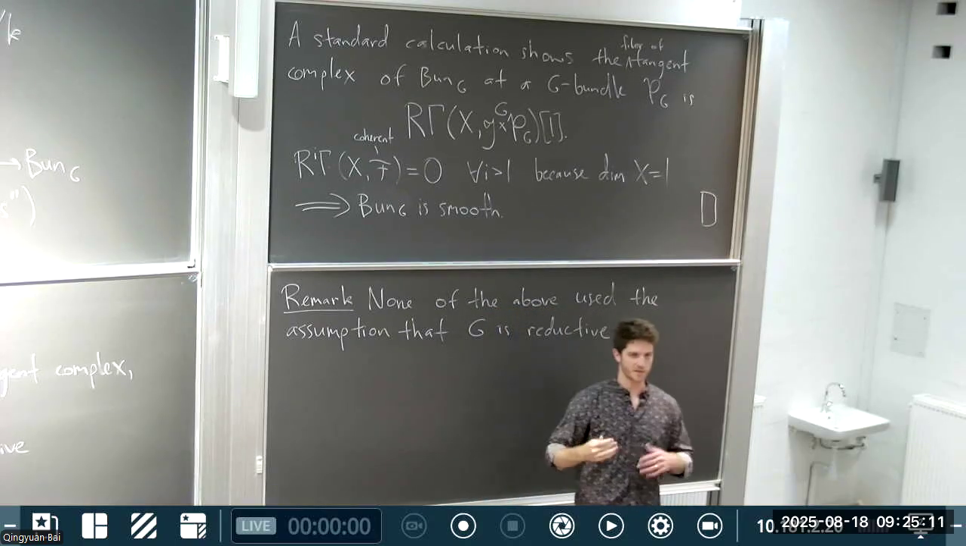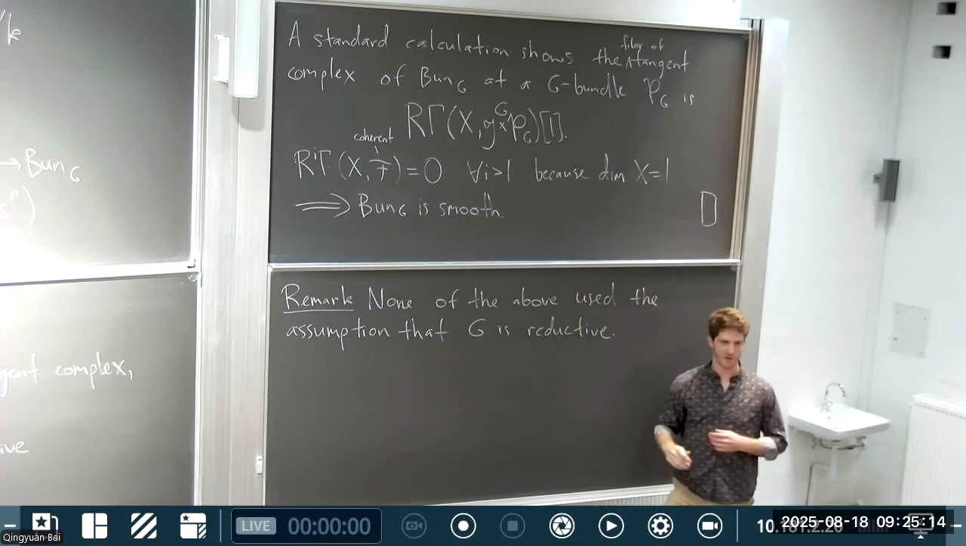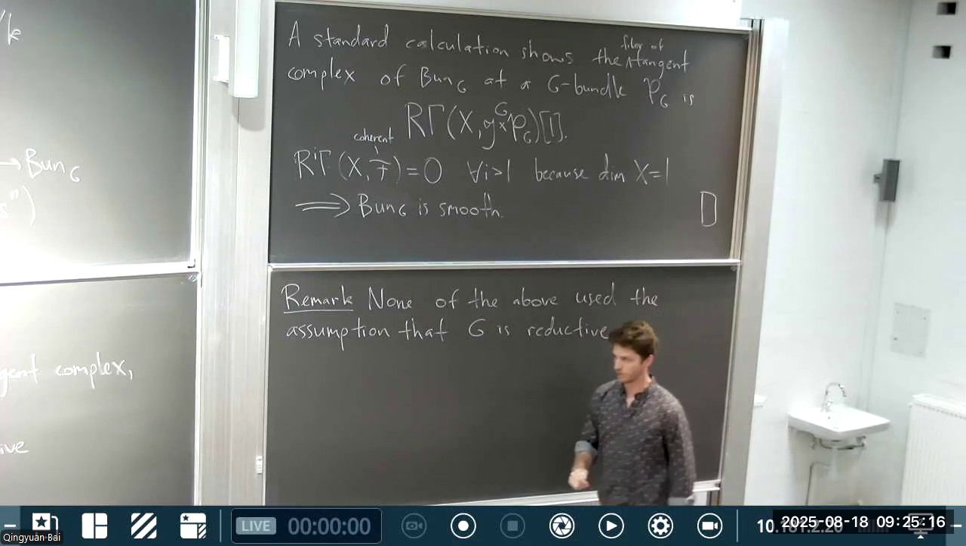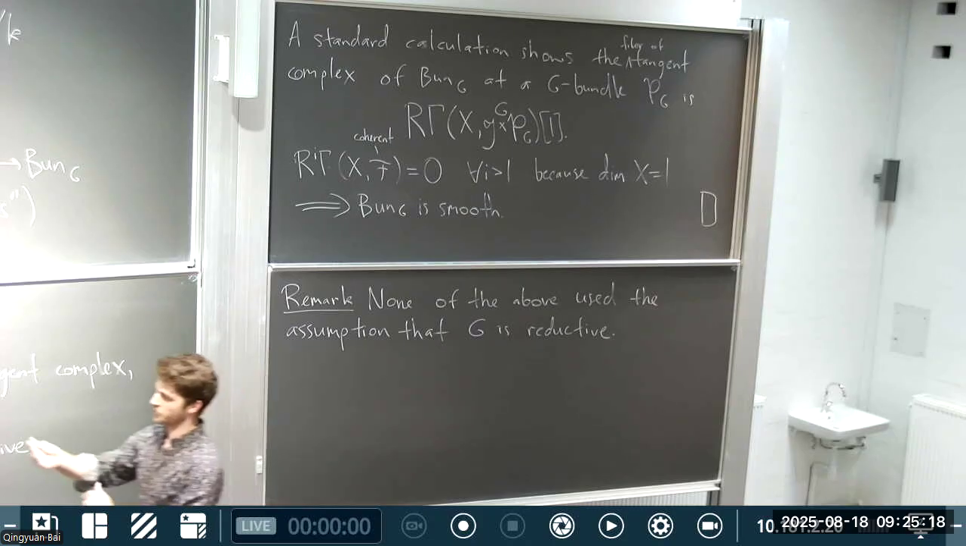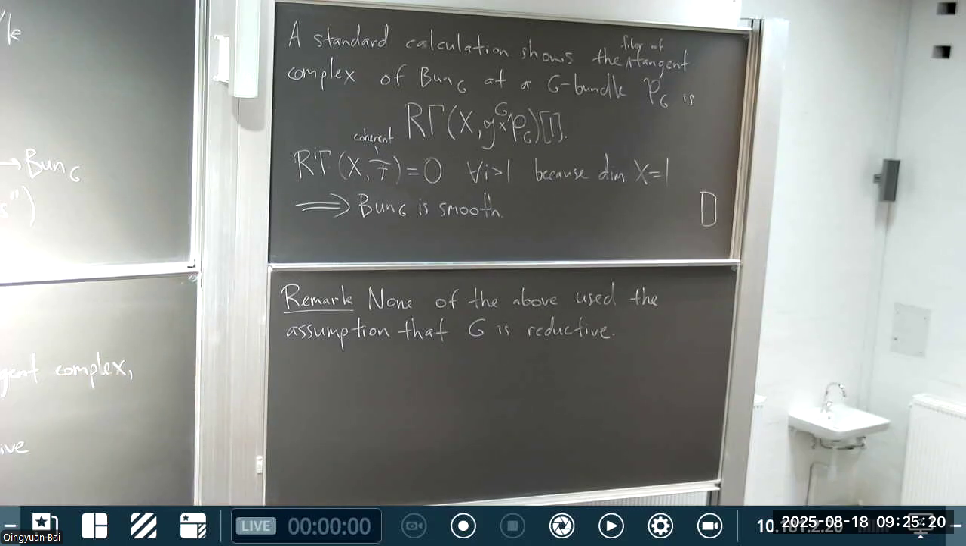Right? I just simply didn't use it. So any of this would work for G being an arbitrary algebraic group, and indeed we'll use this. For example, G has many interesting subgroups which are not themselves reductive, such as Borel subgroups and parabolic subgroups and so on, and we'll definitely consider Bun G in such cases.